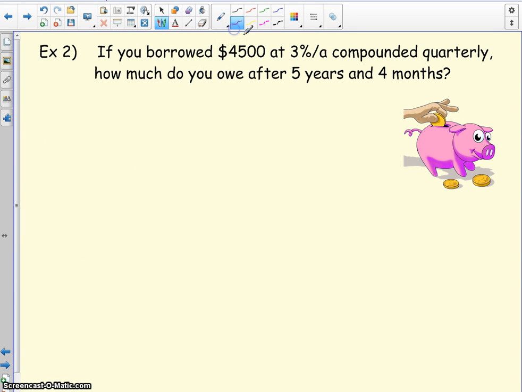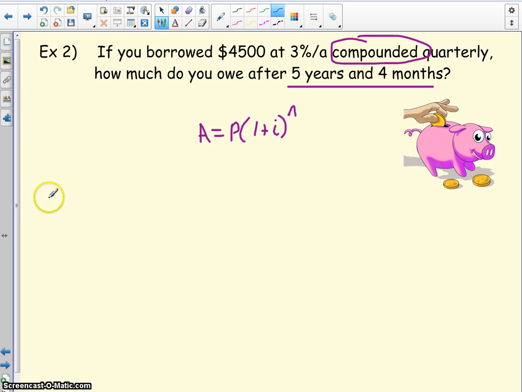So now we're borrowing $4,500 at 3% a year compounded quarterly. We want to figure out how much we owe after 5 years and 4 months. Okay, so first thing you want to do, once you see the word compounded, you know you're dealing with compound interest. You can start writing out your equation. So A equals P times 1 plus I to the n. And just a matter of figuring out what goes where inside the formula. Okay, so we originally borrowed $4,500. That's my principal. I want to know how much I owe in total, so that's going to be my A.